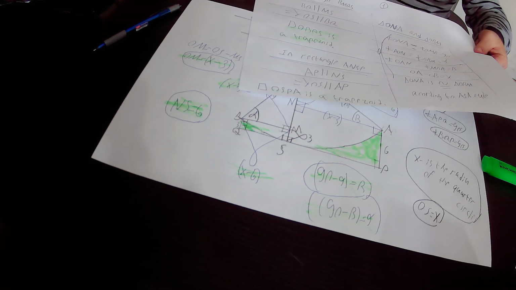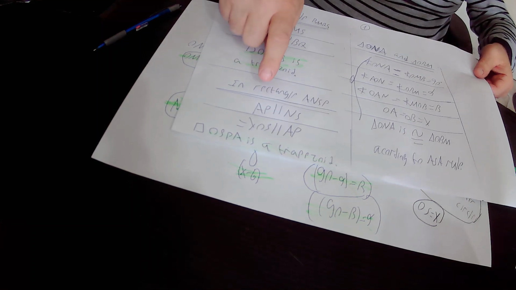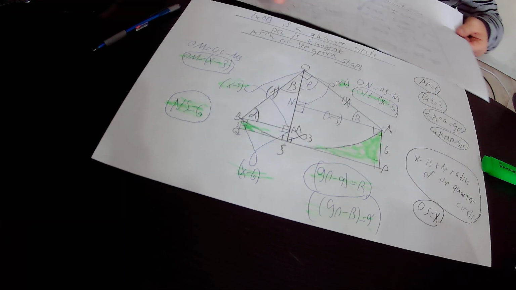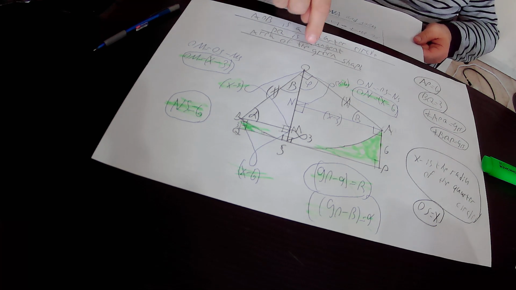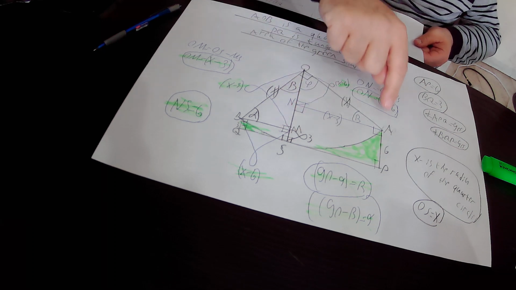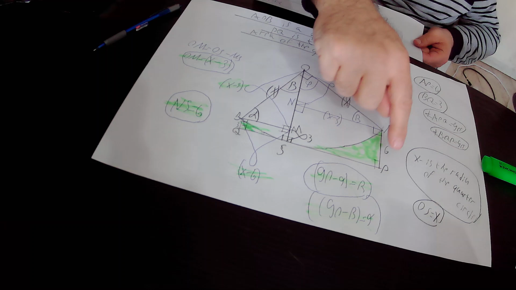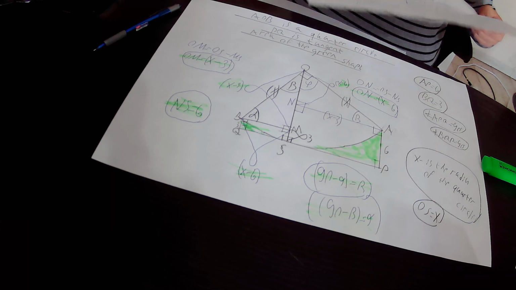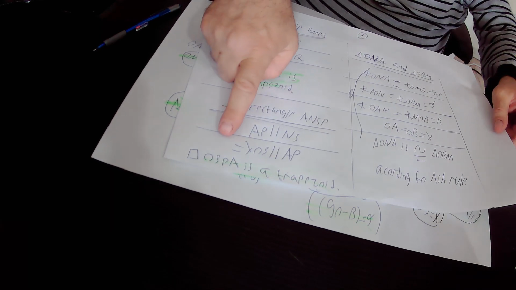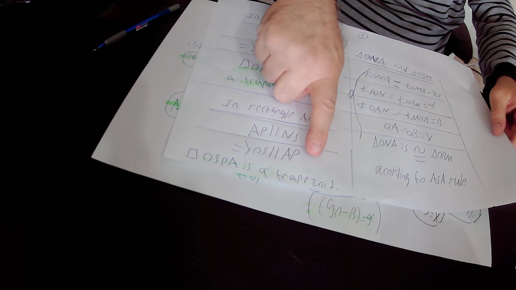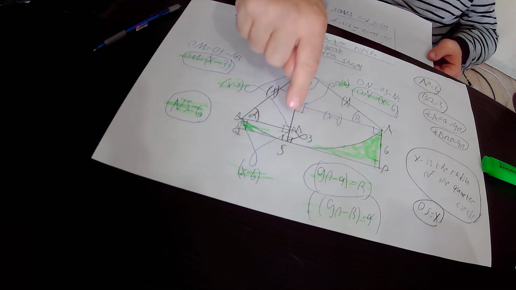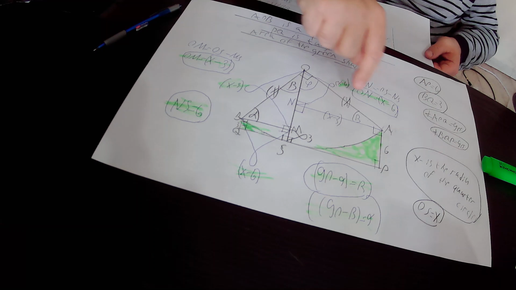So, in quadrilateral OSAP, we found out that side OS is parallel to side AP. Therefore, this quadrilateral OSPA, which has one pair of parallel sides, is a trapezoid. In conclusion, we found out that quadrilateral OBQS is a trapezoid, and quadrilateral OSPA is also a trapezoid.